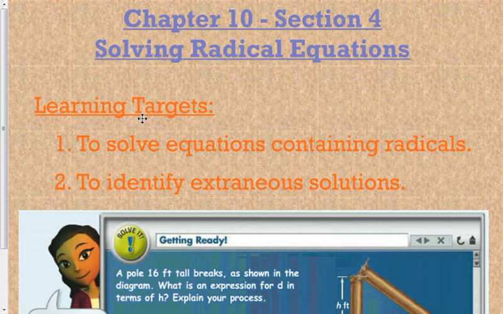Well, in this section, we're going to do our best at solving equations containing radicals. This section 4 of chapter 10 is all about radical equations. We're going to solve equations containing radicals, and we're also going to identify extraneous solutions, and you'll find out what that is in just a second.